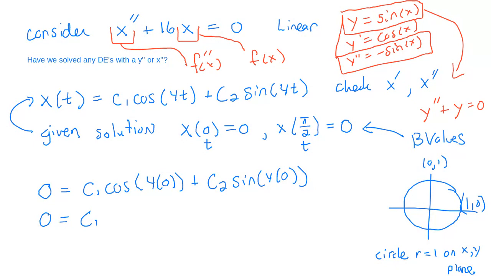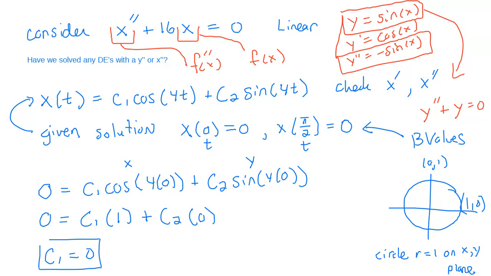So when you try to find cosine 0, you're looking at 0 angle, so this turns into 1. And sine 0 is 0, because remember, cosine is the x value and sine is the y value. We're looking at 0 angle and just pulling these x and y values. So what did we figure out from this? Well, C1 equals 0. Great.